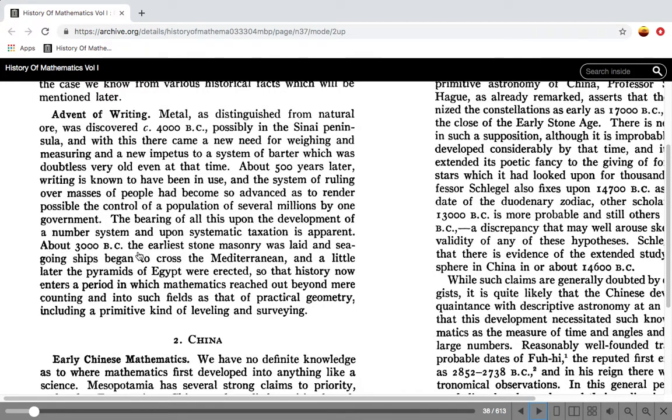About 3000 BC, the earliest stone masonry was laid. Seagoing ships began to cross the Mediterranean, and a little later, the pyramids of Egypt were erected, so that history now enters a period in which mathematics reached out beyond mere counting and into such fields as that of practical geometry, including a primitive kind of leveling and surveying.